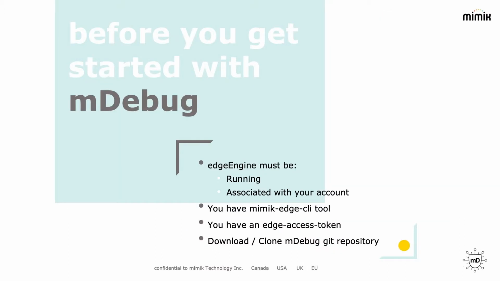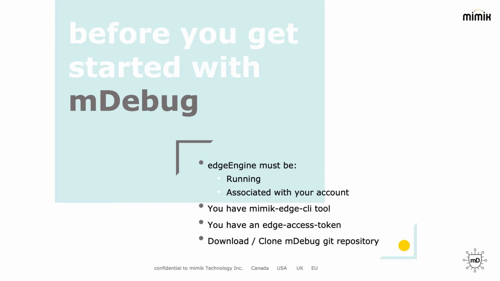Now that we know a little bit about edge clusters, it's time to get down to deploying the mDebug microservice and running it. But first we need a couple of things going in our environment. First we need to check that edgeEngine is running and is associated with our account. And we're going to use the mimik edge CLI tool to do that.